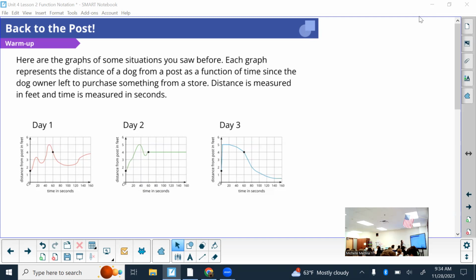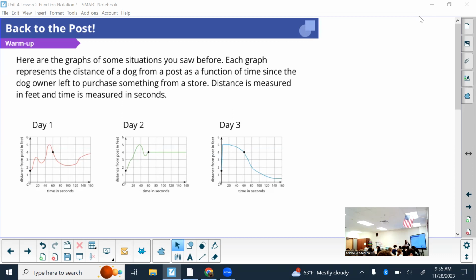already been doing, and it was describing and graphing situations. So a really key skill is looking at a graph or a certain situation and being able to tell me about that situation based on the graph. So here are some graphs of not actually a situation you saw before. It's from a little activity about a dog, but here it is.